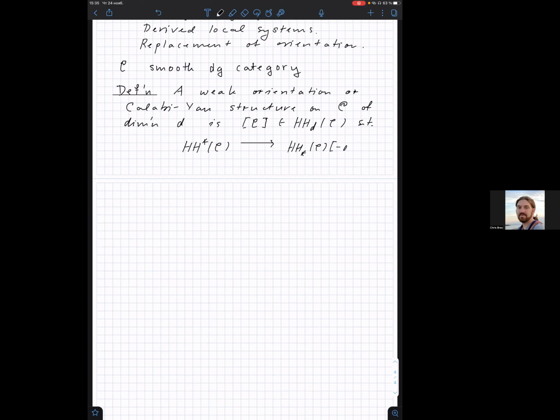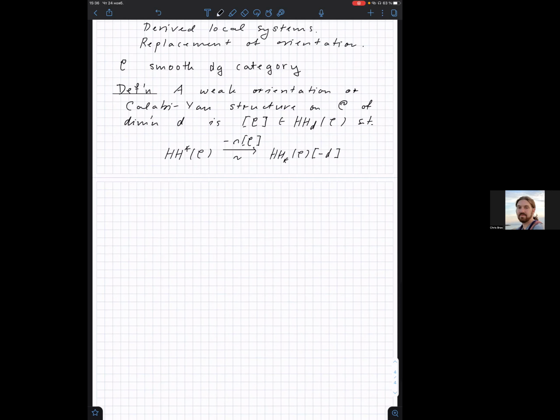So Hochschild cohomology acts on Hochschild homology. There are formulas for that if you have your favorite complexes for these things. Or if you think of Hochschild cohomology as endomorphisms of the identity functor, and Hochschild homology as trace of the identity functor, then endomorphisms of identity act on trace of identity. So the condition is this is an isomorphism. This is a kind of non-commutative Poincare duality, if you like.